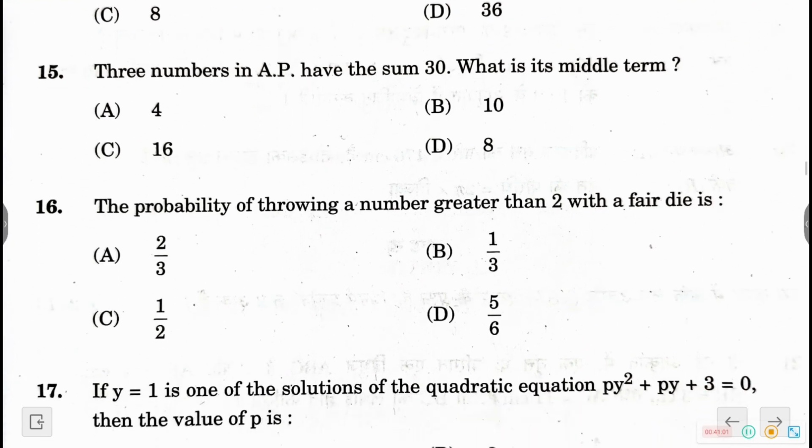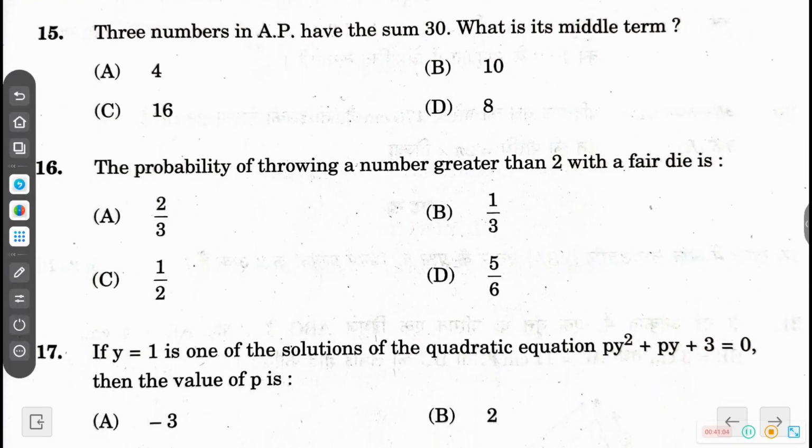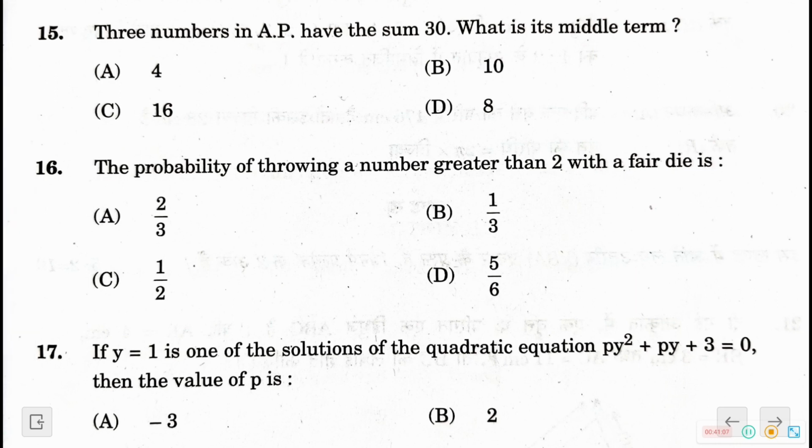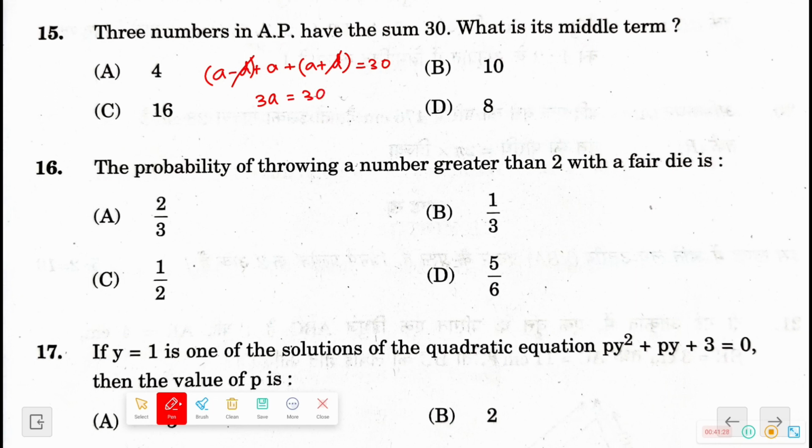Now question number 15, sum of 3 terms of arithmetic progression. Whenever it comes, we have to take it as A minus D as one term, A as one term, A plus D as one term. We have to add all the 3. A minus D, A, A plus D. Sum of 3 terms is given as 30. In this, minus D plus D will be cancelled. We get 3A. 3A is equal to 30. So A is equal to 30 by 3, which is 10. So A is equal to 10. That means the middle term is 10. Option B is correct.